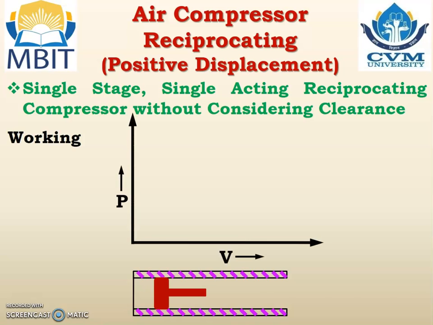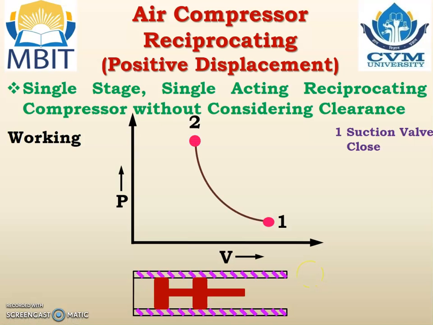Let us draw the PV diagram. This is the PV diagram. Let us start when the piston is at the extreme right condition at point number 1. At point number 1, the suction valve closes, and the piston moves from right hand side to left hand side, and whatever air is available on the left hand side of the piston is compressed. So process 1 to 2 is a compression process.